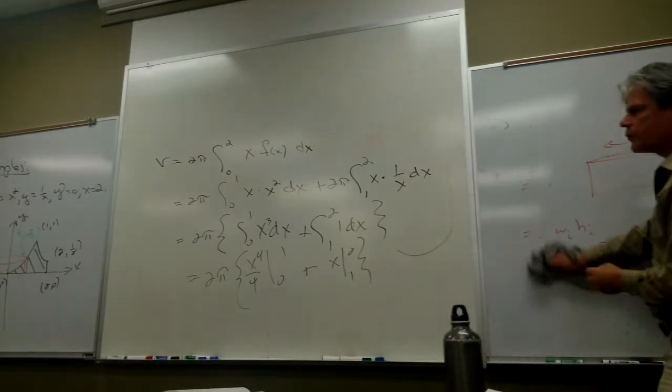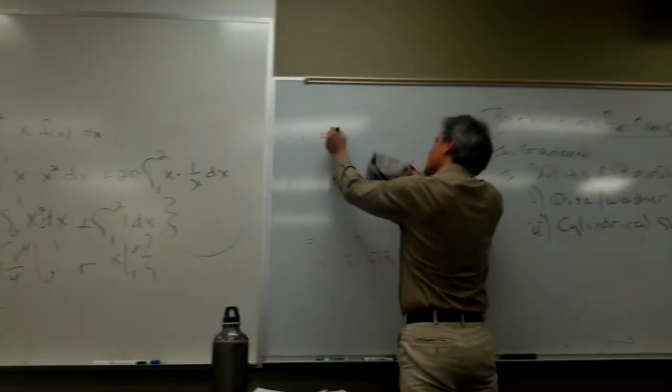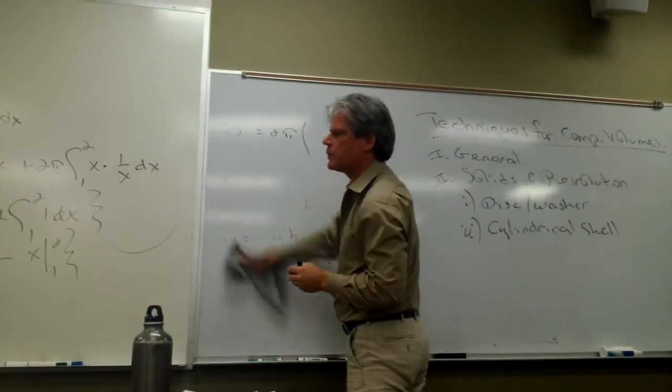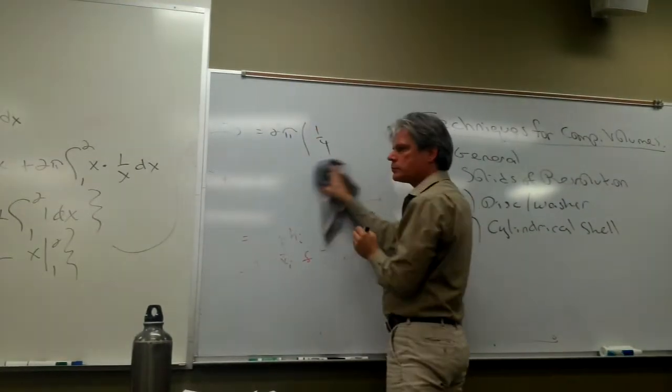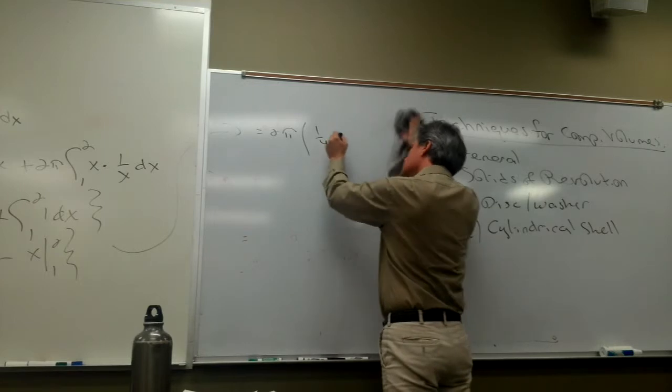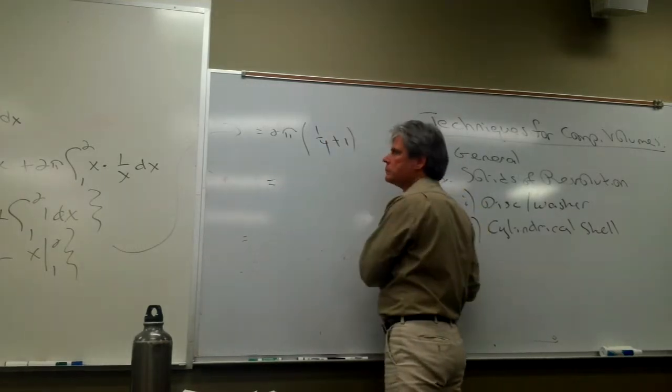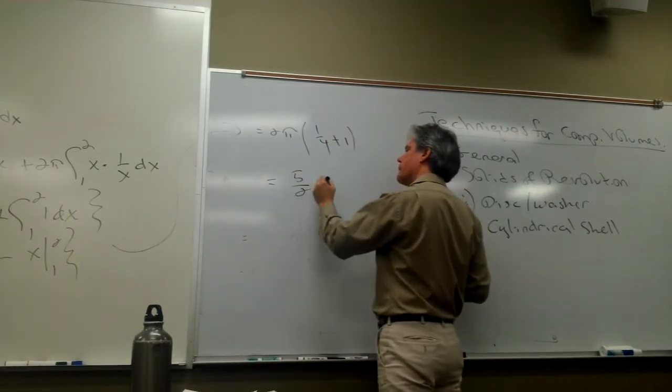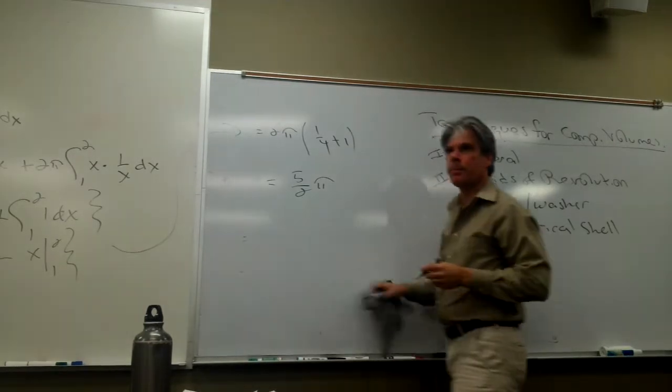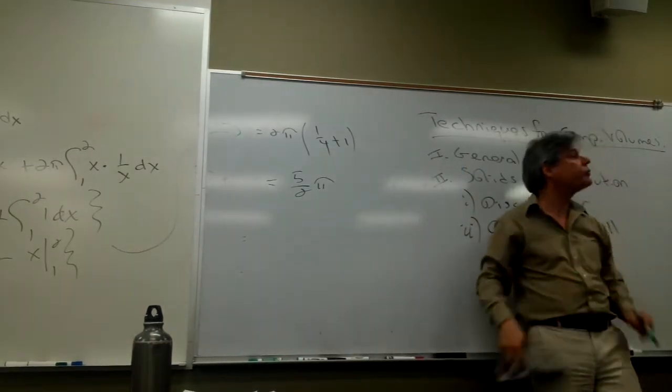Oh, you guys, this is just arithmetic at this point. Is that 2 pi times 1/4? Plus 1. So 5 halves pi. That's the volume of the solid of revolution in terms of cubic units.